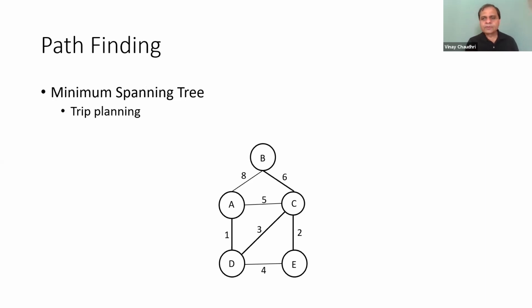Another variation of the pathfinding problem is the minimum spanning tree. It's also sometimes known as trip planning or the traveling salesman problem, where we want to start from one node and visit every other node such that the overall cost is minimum. The relationship to the traveling salesman is that a salesman has to visit a certain number of cities, and they want to do it in a way that their overall cost is minimum.